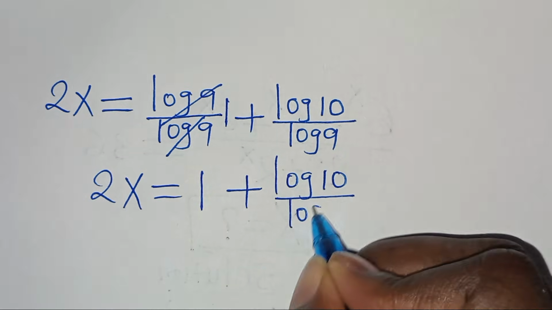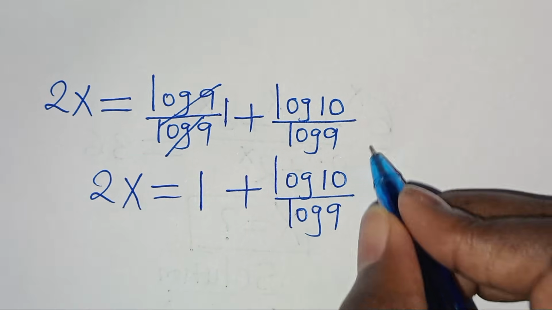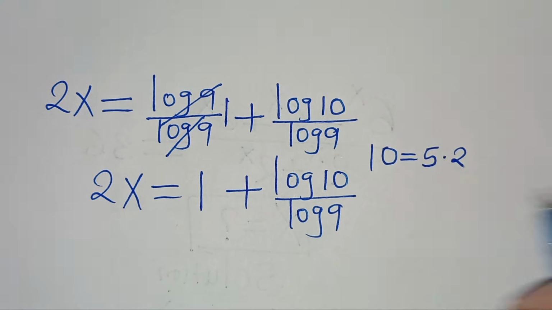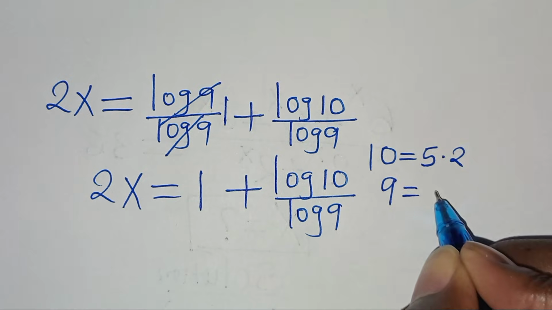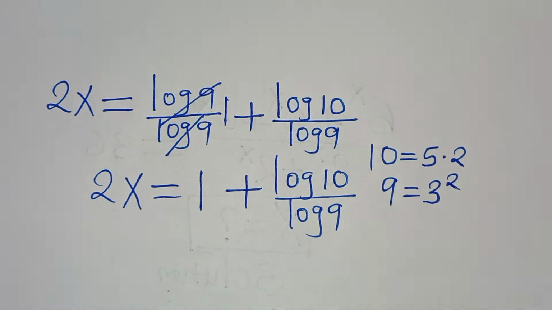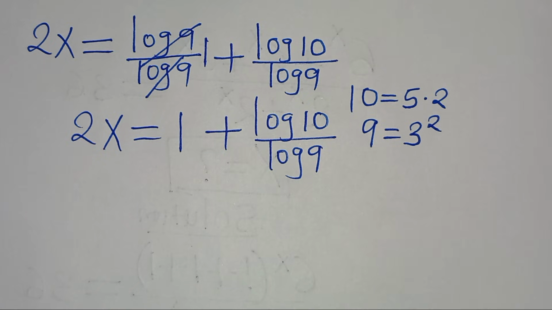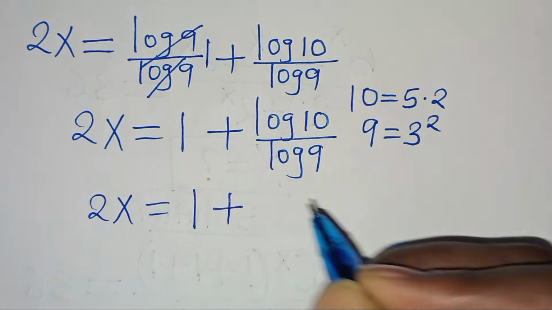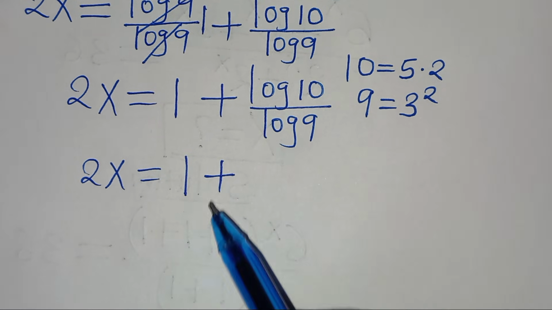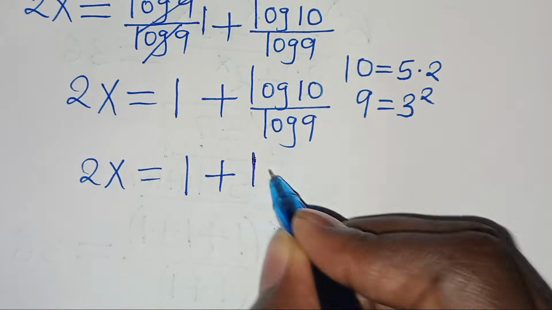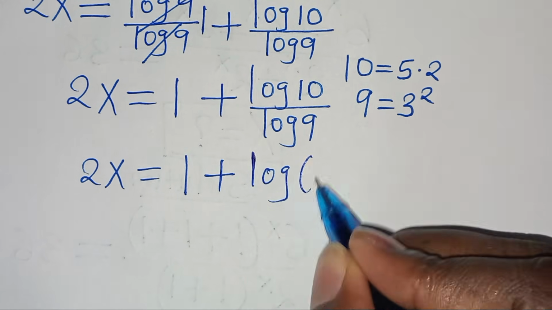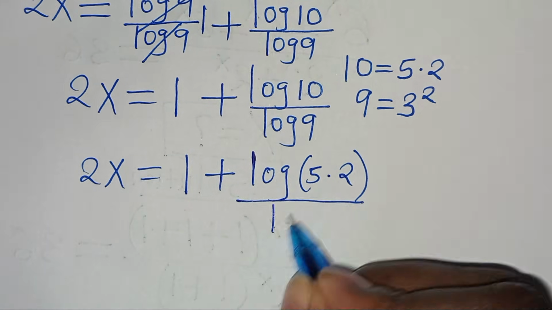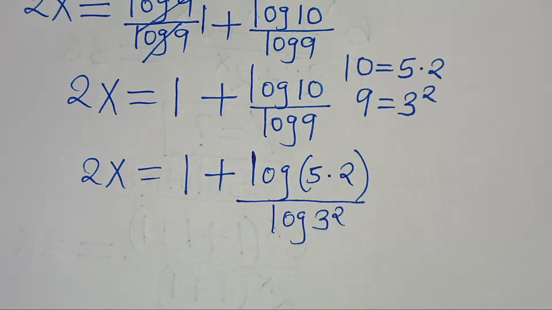We can express 10 as the same thing as 5 multiplied by 2, and we can express 9 as the same thing as 3 to the power of 2. So therefore, we have 2x equal to 1 plus log 10, which is log 5 multiplied by 2, divided by log 9, which is log 3 to the power of 2.